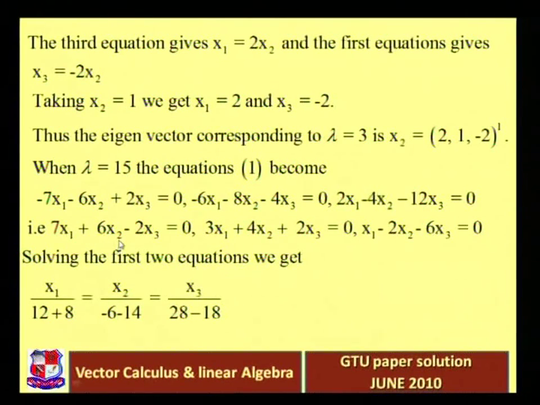So 7x1 plus 6x2 minus 2x3 is equal to 0. Then 3x1 plus 4x2 plus 2x3 is equal to 0. x1 minus 2x2 minus 6x3 is equal to 0. Solving the first two equations, again with a similar method, x1 upon, you will get 12 plus 8, 20. This is x2 upon minus 6 minus 14, minus 20, and this is x3 upon 28 minus 8.